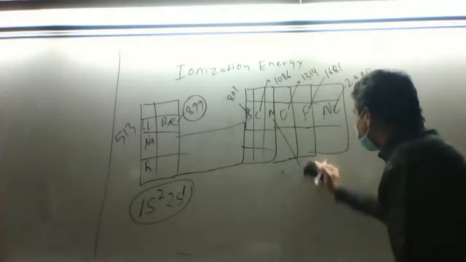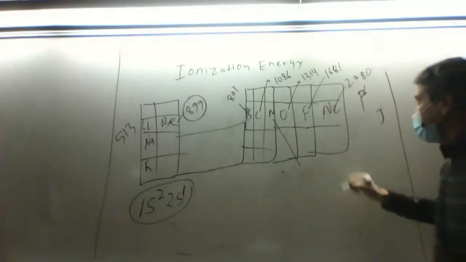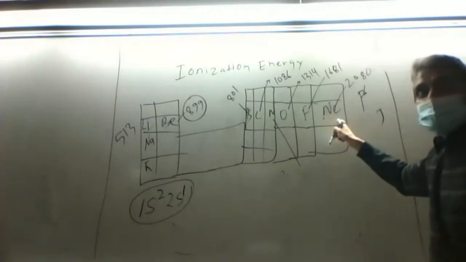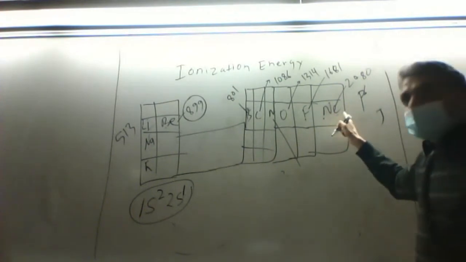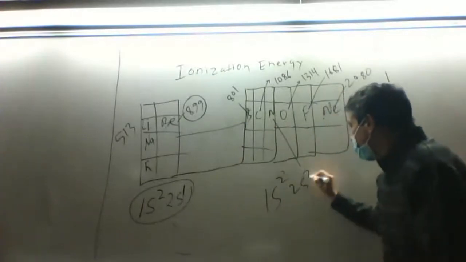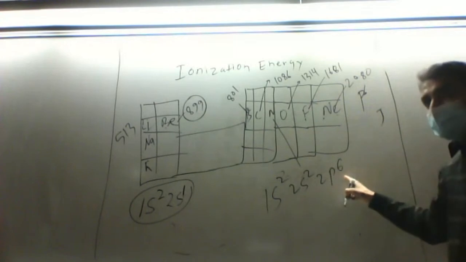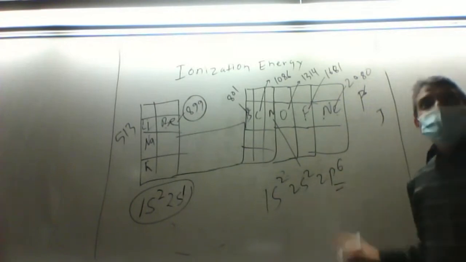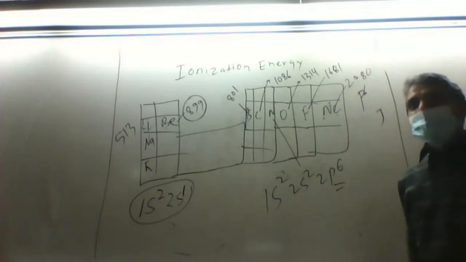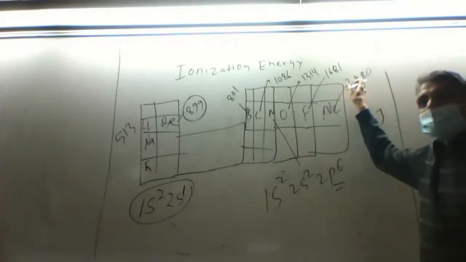So if you think that neon also has too high energy needed to remove the electron, neon is number 10. Look at the periodic table, it is number 10. Now the electronic configuration is 1s2, 2s2, 2p6, so 2, 4, 6, right? So this is fully filled. So it's too hard to remove the electron from the fully filled orbital, so it also has a very high ionization energy.